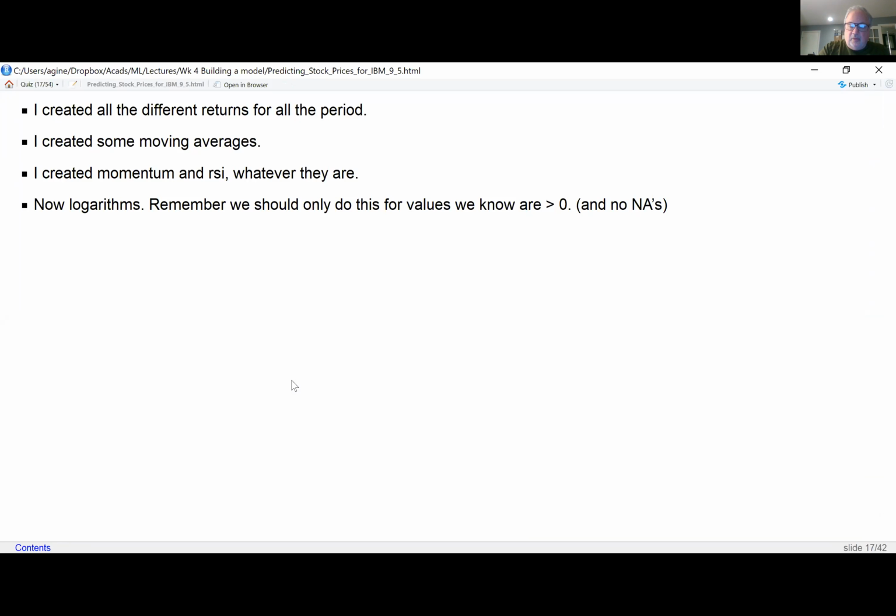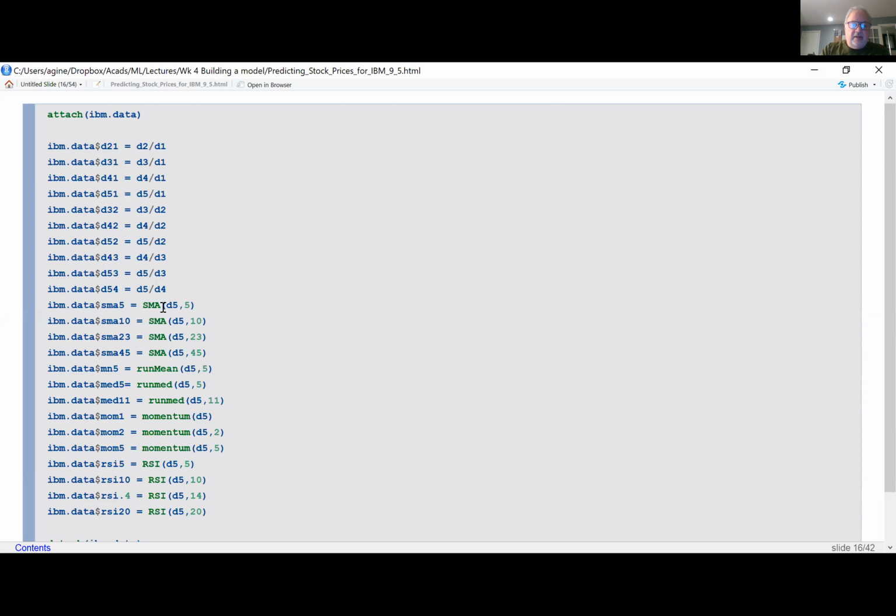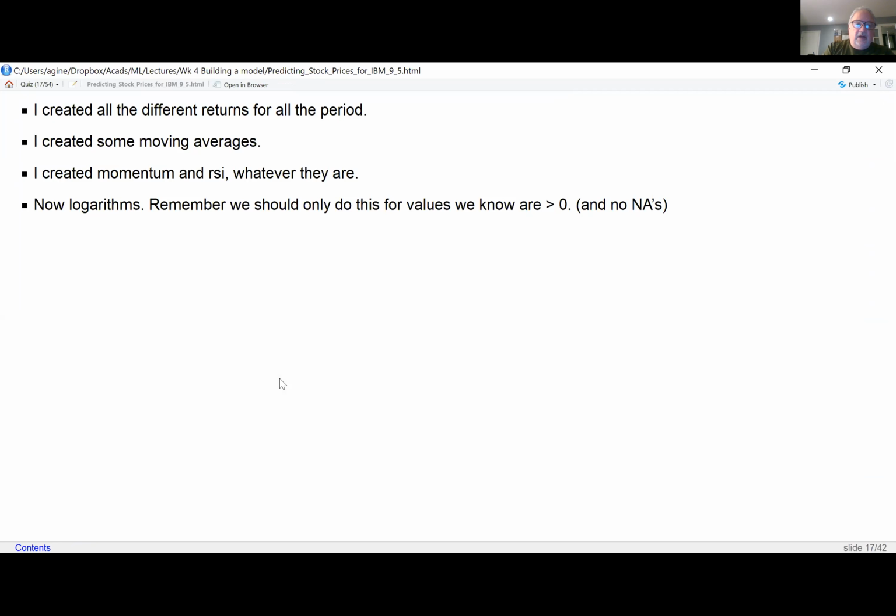So one point I want to mention, when you do these running things, it defaults to giving you NA for the periods before it has enough data. So when I take the smooth moving average of the 5th day for the 45 days, for days 1 through 44, this returns the value of NA. It only gives you a real value when you have 45 days worth of data. So if you want to avoid NAs, you're going to have to lop off the first 45 days. But we'll get to that later.